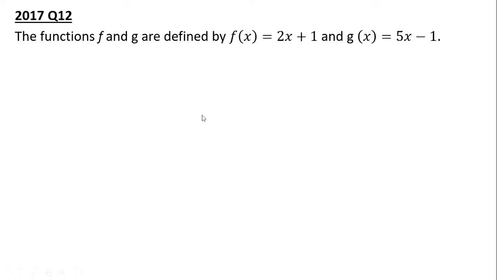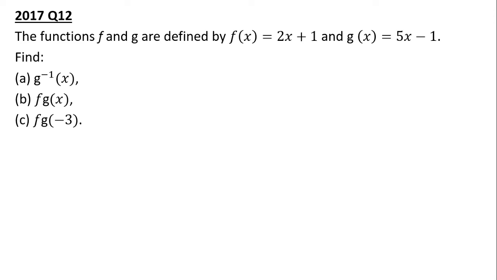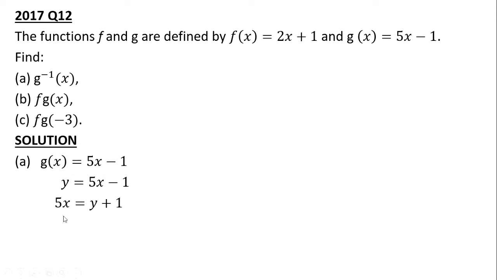2017. The functions f and g are defined by f of x is equal to 2x plus 1 and g of x is equal to 5x minus 1. Find g inverse of x, f of g of x, f of g of negative 3. So, where there's g inverse, we are going to replace a y. Make x the subject of the formula.